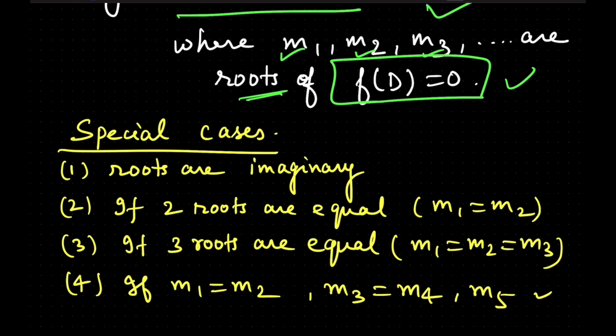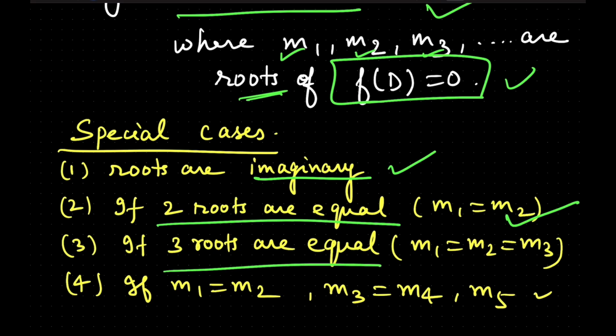So we will see what happens when the roots are imaginary. So we will derive a formula for that. Then we will see the case when the two roots are equal. For example, m1 is equal to m2. Then we will see the case in which the three roots are equal, that is m1 is equal to m2 is equal to m3. Then we will see a general case where suppose two roots are equal, then other two roots are equal, and there is a third root. So we will derive the different cases now.